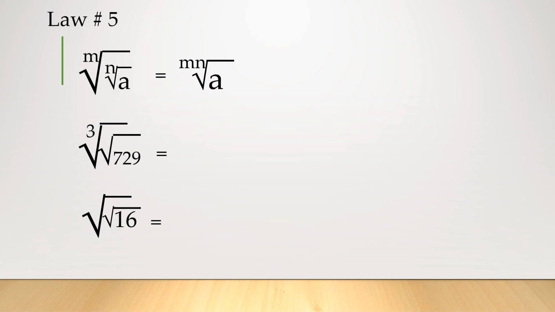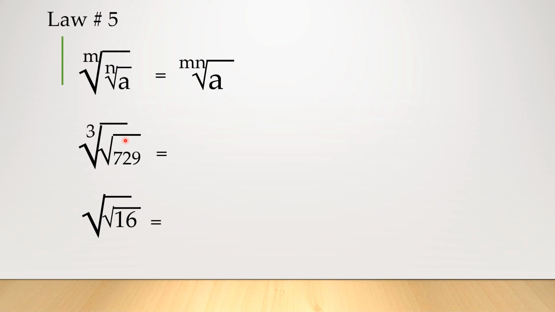And we have the last one here. This is law number 5. So here I have the nth root of the nth root of A. So you have two radical signs here, which means that you can write this as multiplying the index m times n. The index here of the bigger radical and the smaller here, or the one inside the big radical sign. You can multiply this too. And then that is the square root of A.